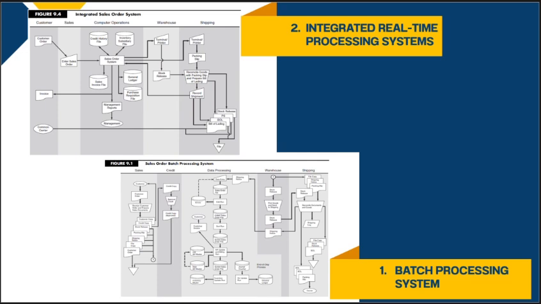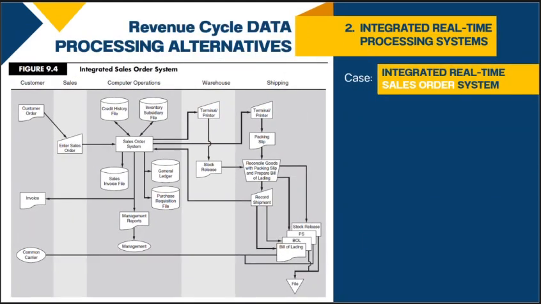Now, Figure 9.4 illustrates an integrated sales order system which employs real-time processing of transactions. Now compare this flowchart with the basic batch system presented in Figure 9.1. You can see that the credit checking function is automated and the tasks that were previously triggered by hard copy documents are now supported by digital documents. Now let's look into the integrated real-time sales order system.